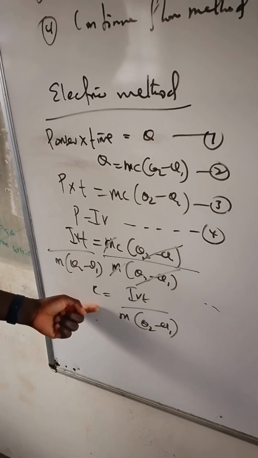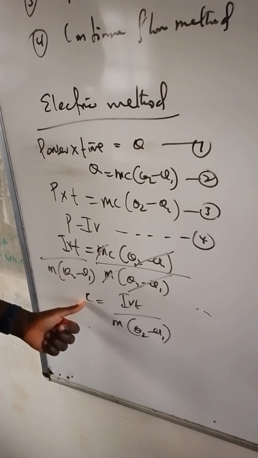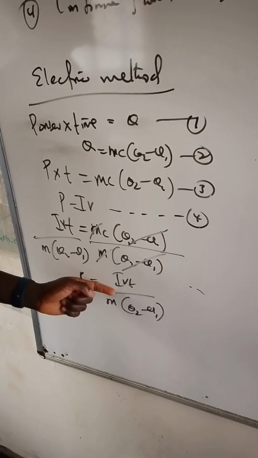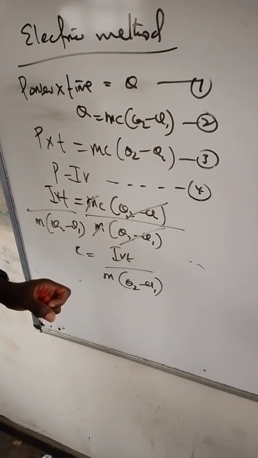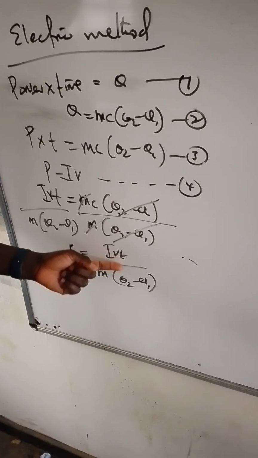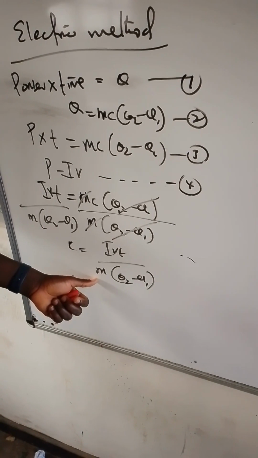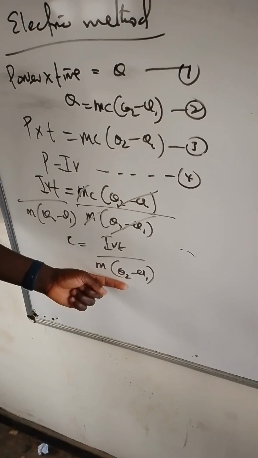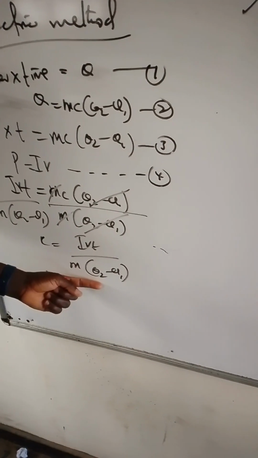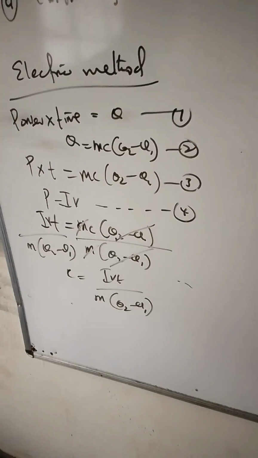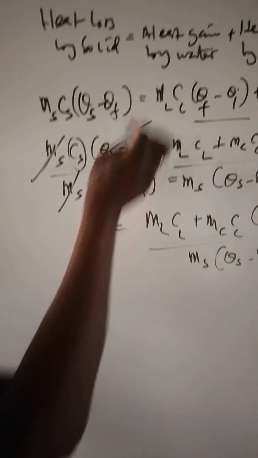This is the formula to calculate specific heat capacity using the electrical method. In SI units, C is the specific heat capacity, I is the current in amperes, V is the potential difference or voltage in volts, T is the time, M is the mass in kilograms, while T2 minus T1 is the final temperature minus the initial temperature, as the case may be.